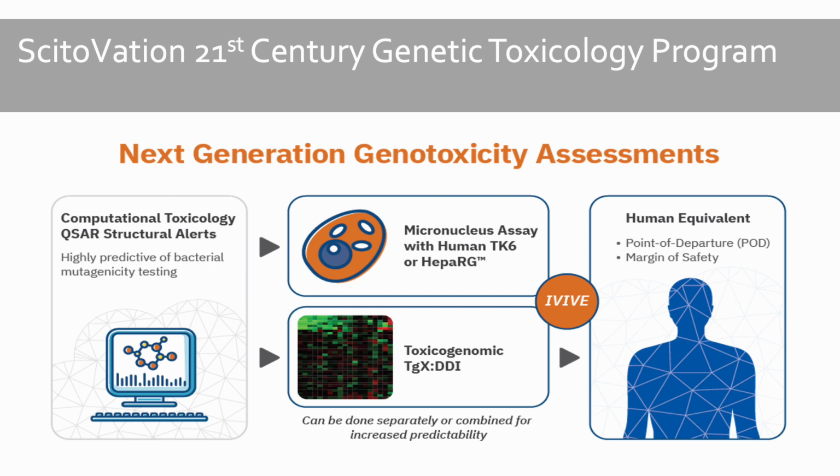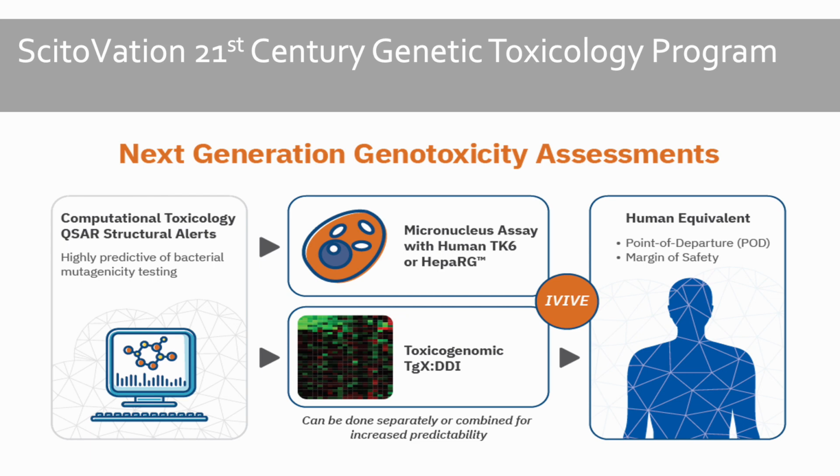Secondly, we are offering mammalian cell genotoxicity assessments using the micronucleus assay in TK6 cells and in metabolically competent HepaRG cells. In combining with these two traditional endpoints, we also are offering toxicogenomic integration of the TGx-DDI biomarker, and these can be done separately or combined to increase predictability for assessing genotoxicity in a mammalian cell.